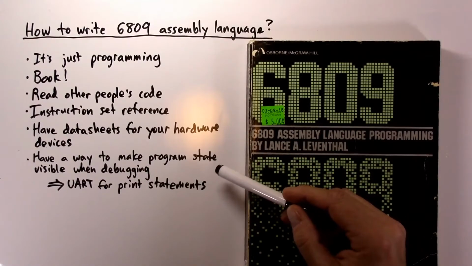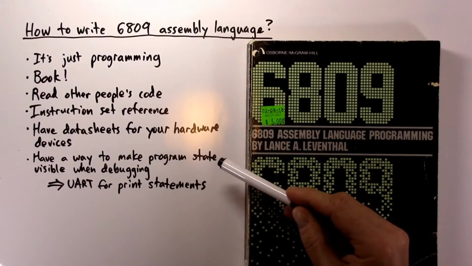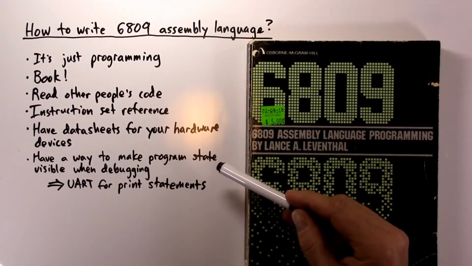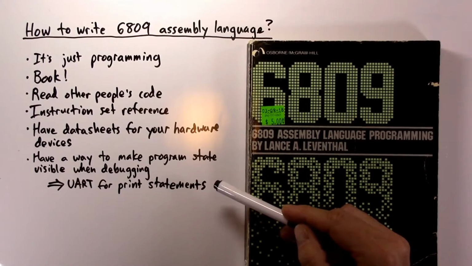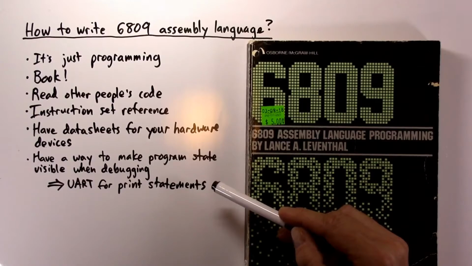And most importantly, I think when you're debugging firmware for any kind of embedded system, you need to have some way of making program state visible when you are debugging, tracking down problems. Once you have your UART integrated in your system and it works, that's really excellent because it means you can basically have debug print statements that send information back to your terminal program, and that's really useful for debugging.